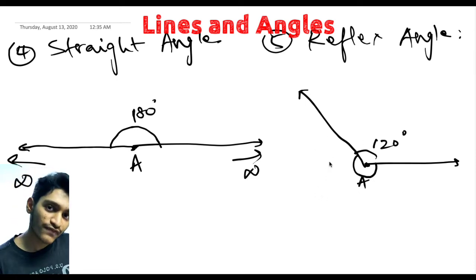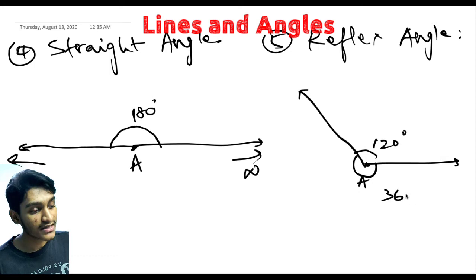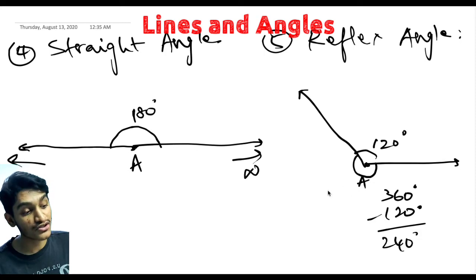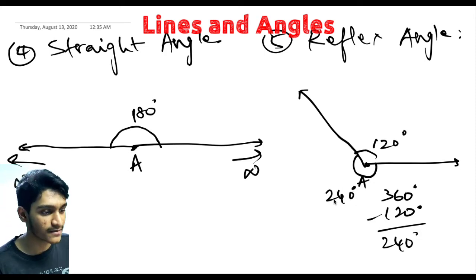Now how do you find out the reflex angle? Exactly, you do 360 minus 120 degrees. Now what do you get? 360 minus 120 is 240 degrees. Hence the measurement of your reflex angle is 240 degrees.